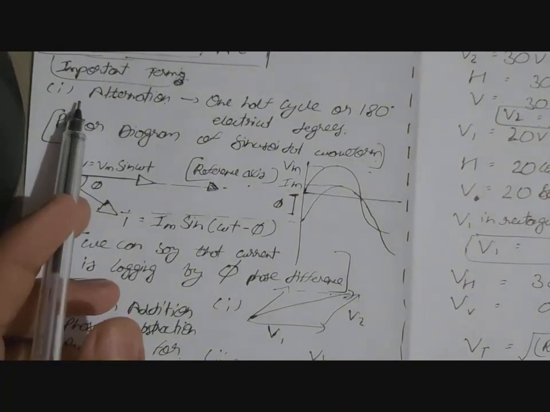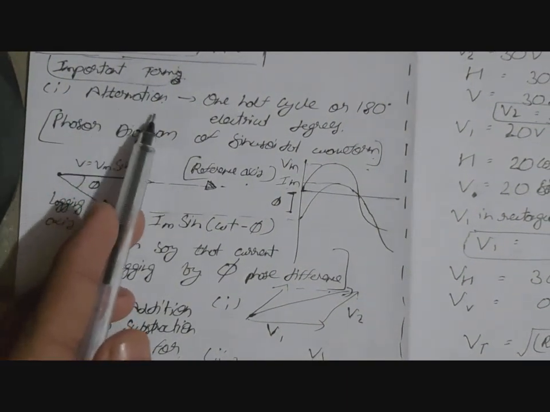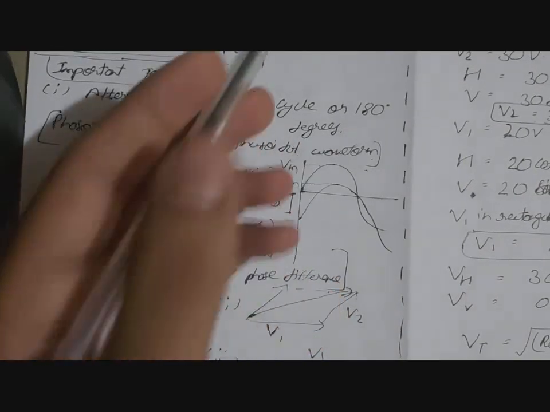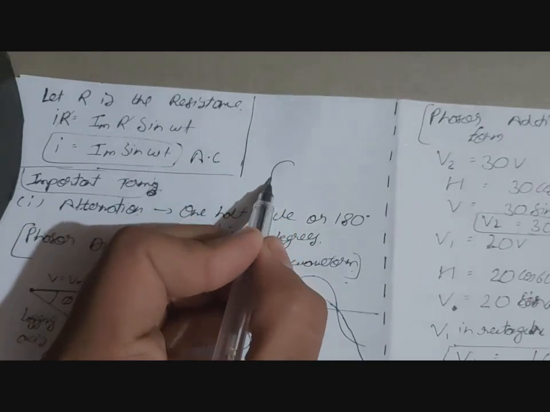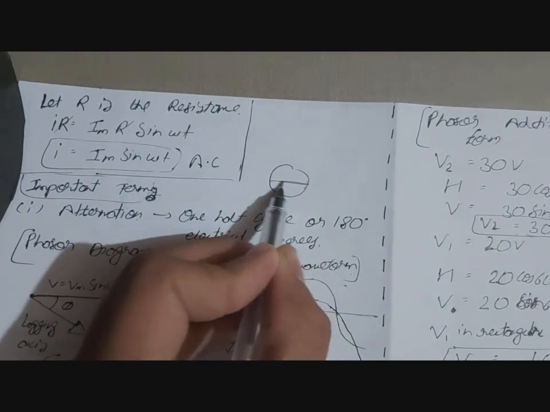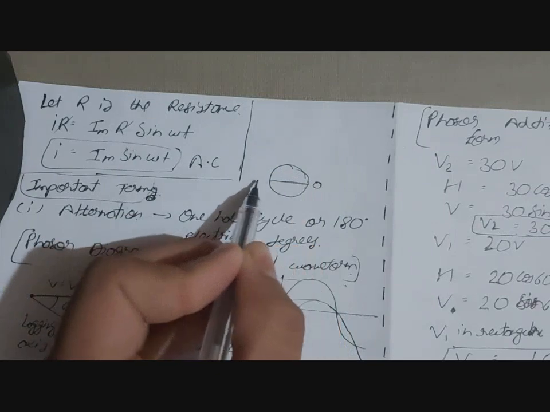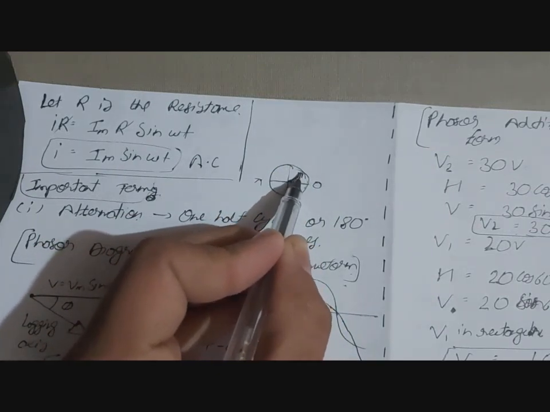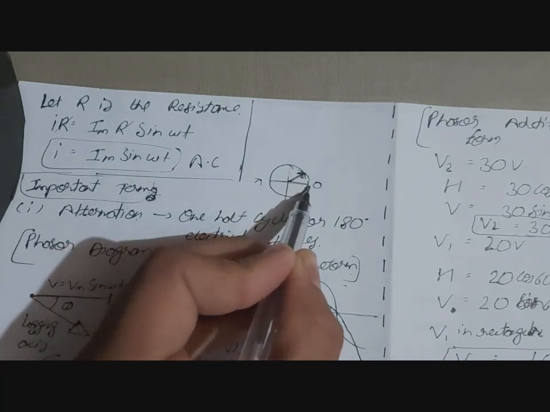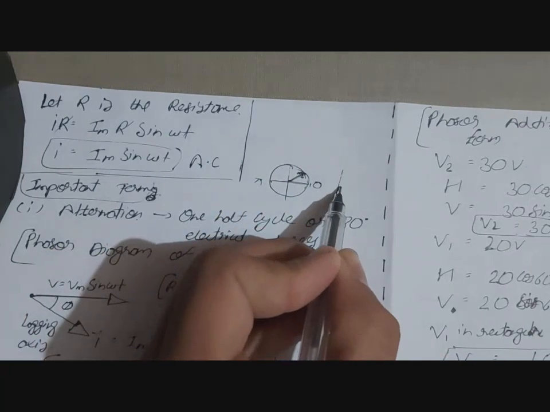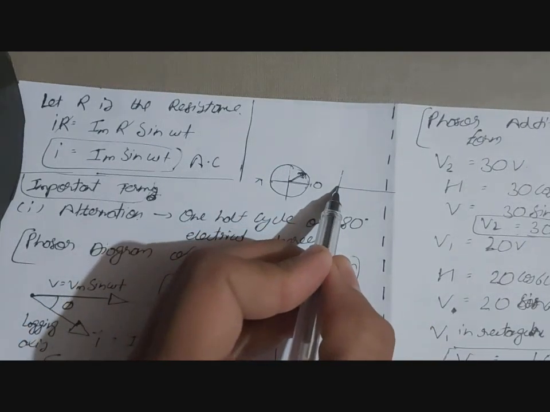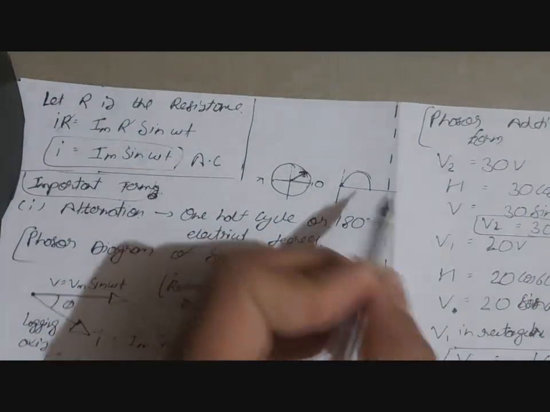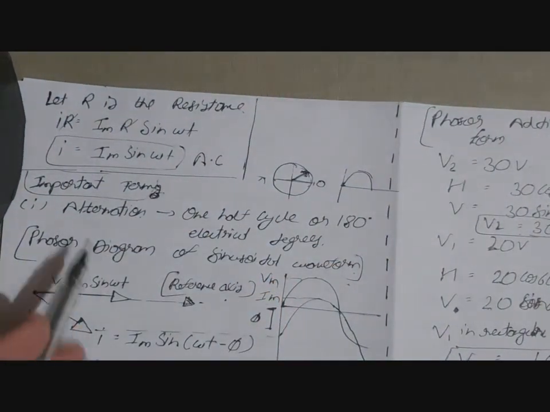After that, an important term, alternation. What is alternation? Half cycle or 180 electrical degrees, which means if this phasor completes 180 degrees from 0 to pi, it is considered as an alternation.